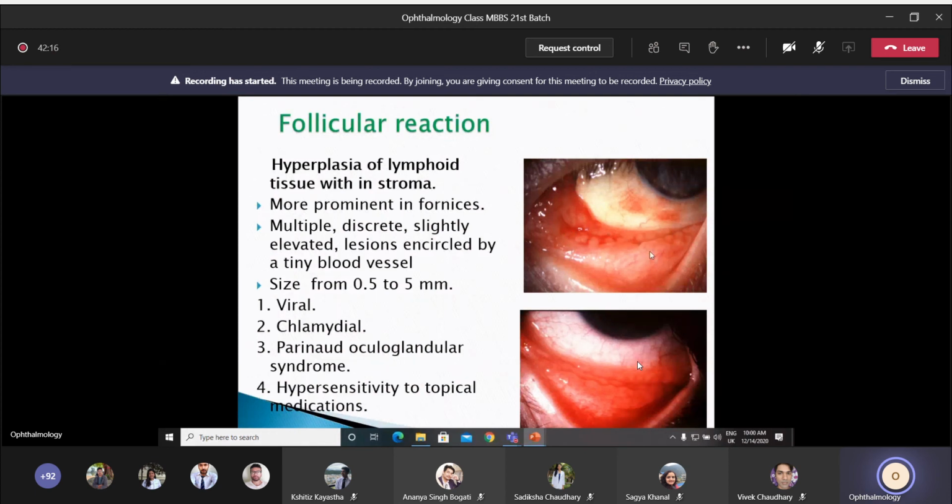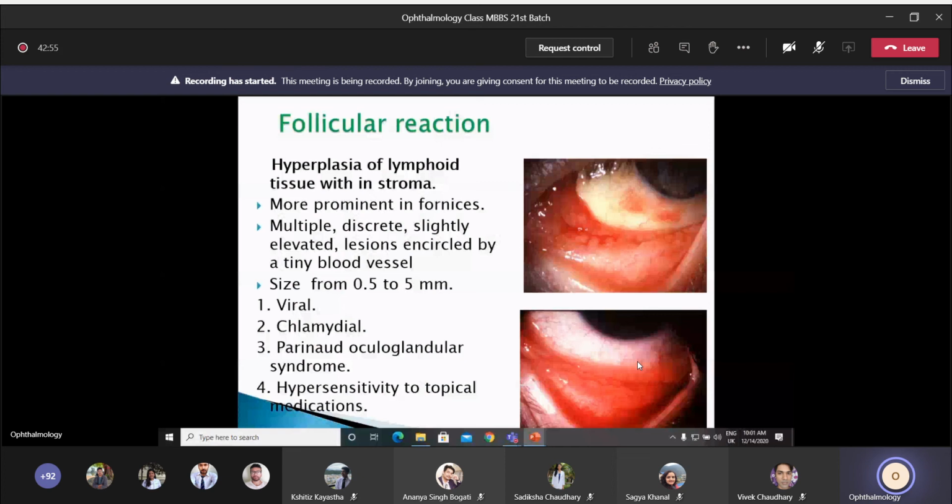As we know, the fornix is the meeting point between the palpebral conjunctiva and the bulbar conjunctiva. Here you can see these multiple discrete, slightly elevated lesions. In this figure down here, you can see all these are follicles. They are whitish or yellowish, discrete, slightly elevated, multiple lesions, and they are encircled by a tiny blood vessel. So when you look at follicles, you have to look for that they are discrete, slightly elevated, and surrounded by a blood vessel.